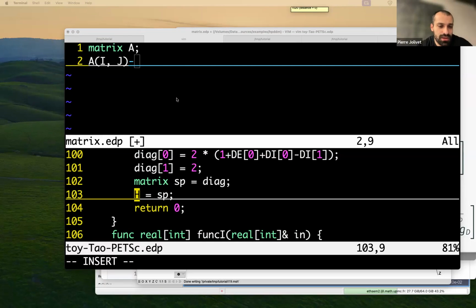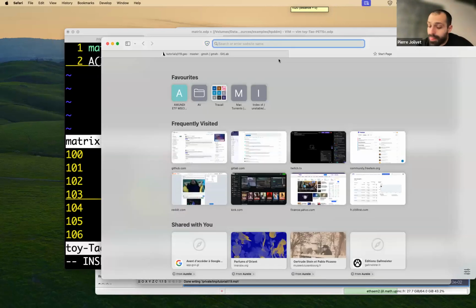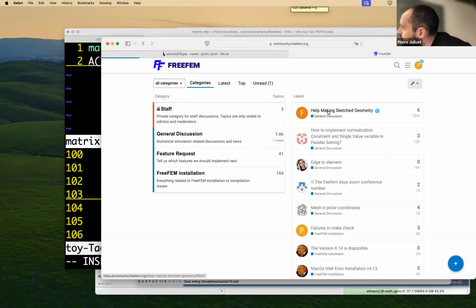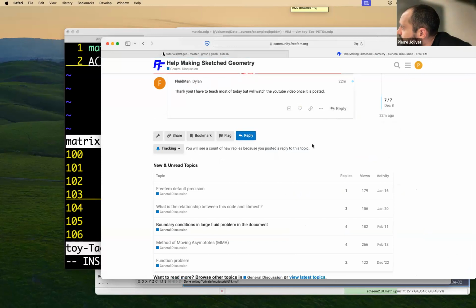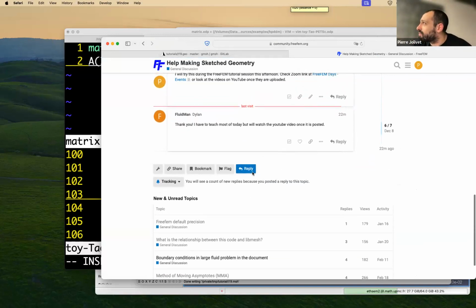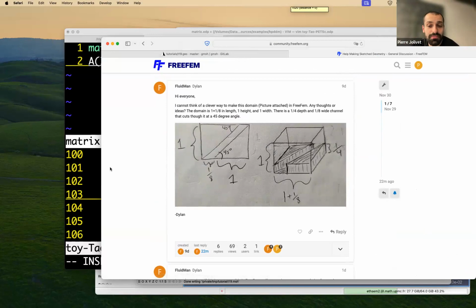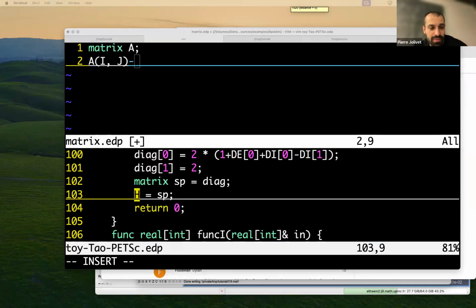Maybe I can go on the community forum. This is the post where the person wanted to do some fancy mesh, let's say. We succeeded in loading the mesh with the FreeFem GMSH load plugin, but not with DMPlex. So this is the part that I need to fix myself.